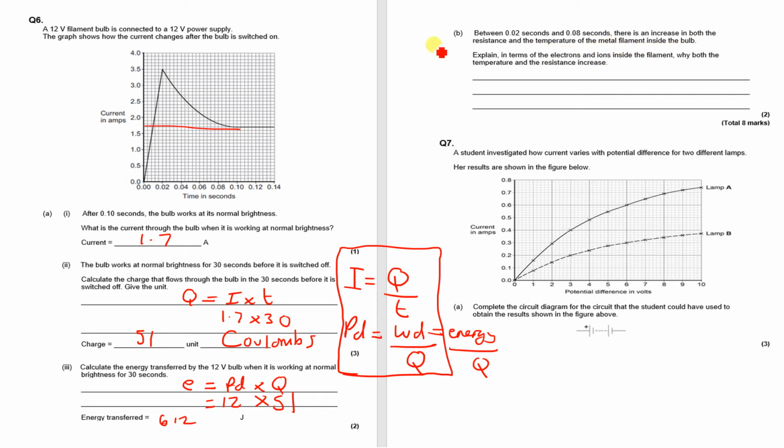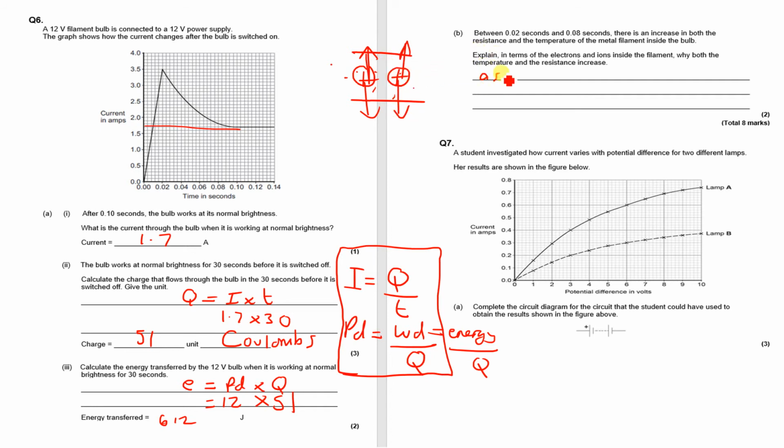Right, between 0.02 seconds and 0.08 seconds, there is an increase in both the resistance and the temperature of the filament. Explain in terms of electrons and ions inside the filament why both the temperature and resistance increase. So again, let's talk about that in the wire. We've got these metal ions, and the electrons are going to collide with these metal ions and cause them to vibrate more vigorously inside the wire.